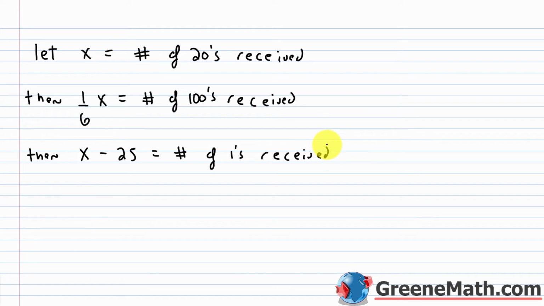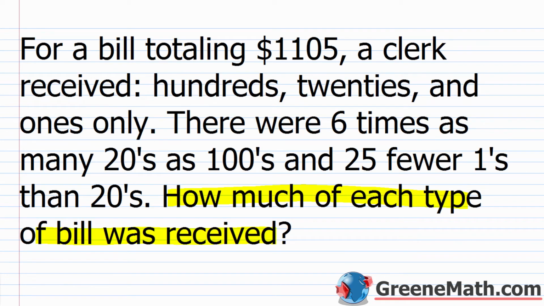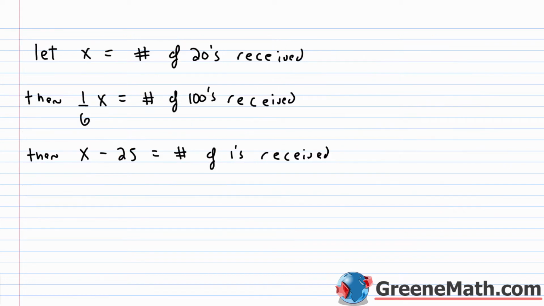So now that we've represented each type of bill, we want to think about making an equation. What it tells us here is that the bill totaled $1,105. Now, a common mistake with these types of problems is to just take what you modeled here and say, okay, x plus 1/6x plus x minus 25 is equal to 1,105. That's not going to get you there because remember, this is a value. This right here gives you the quantity of bills in each case.